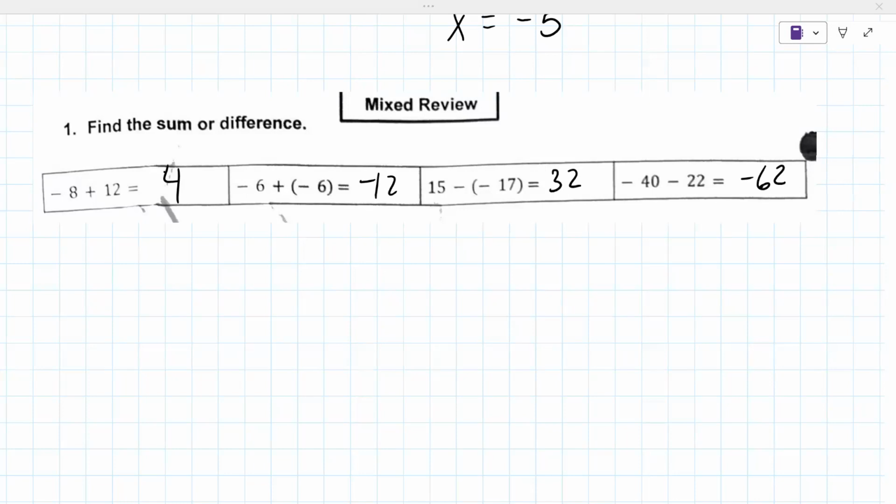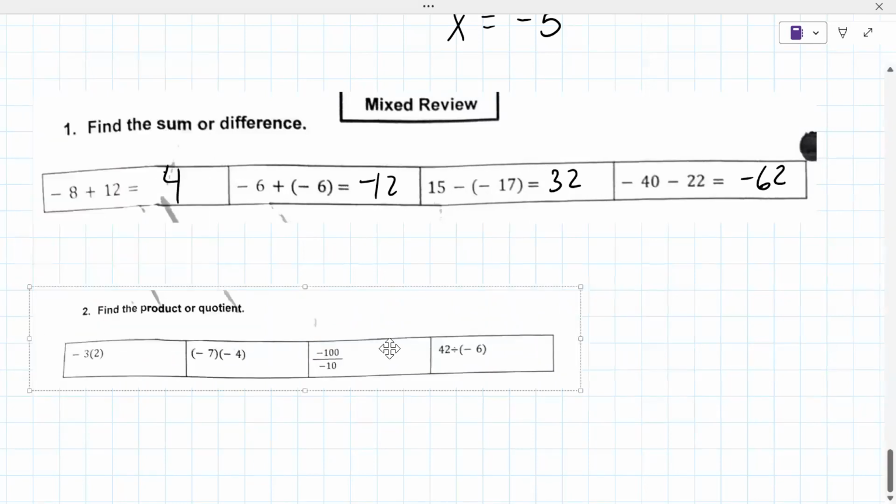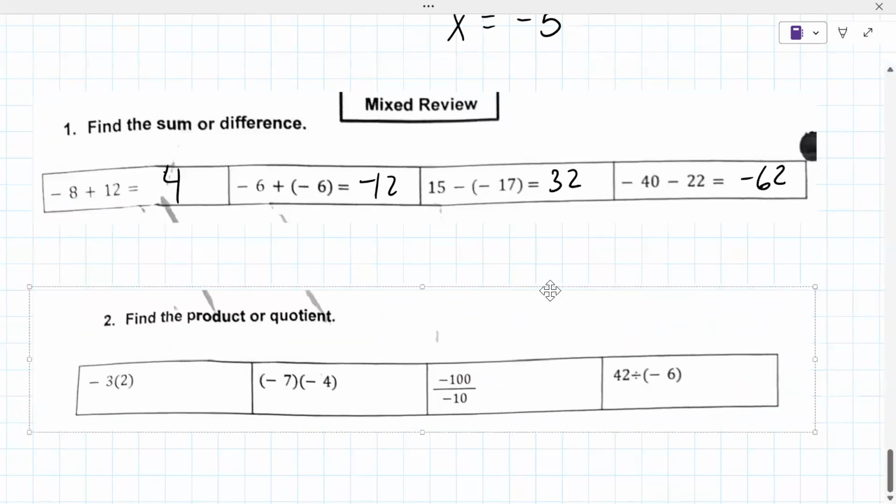All right, so I'm going to just step away for 30 seconds while you work on this next grouping here, but I'll be right back with you.